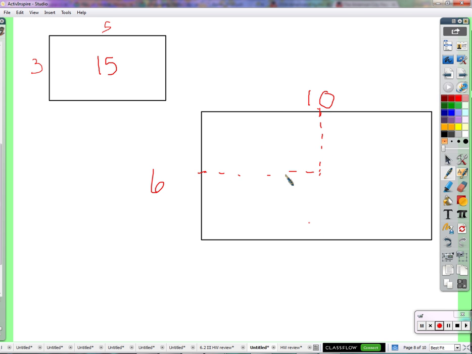How big is this little rectangle here? It's 3 by 5. It's got an area of 15, and so does this one, and so does this one, and so does this one. We can actually fit 4 of those. So if I double the side length, it actually quadruples the area. Double the side length, 4 times as much area.